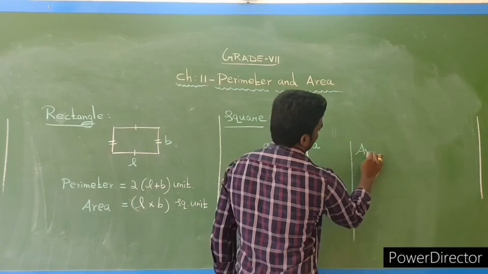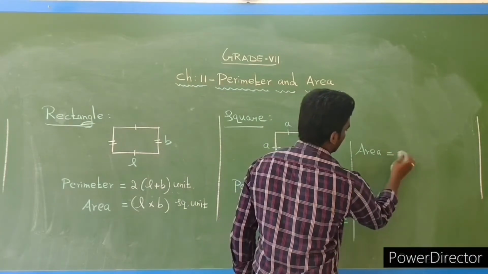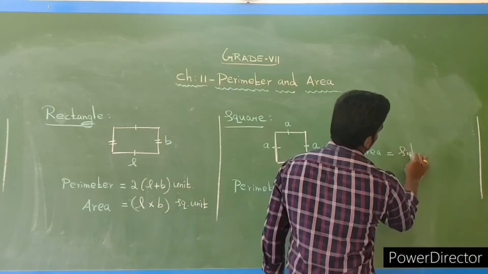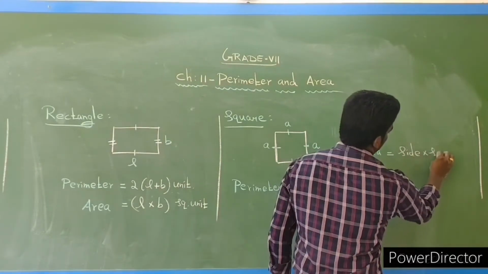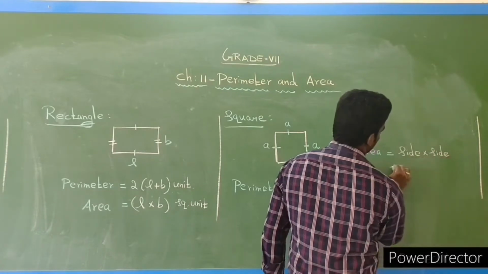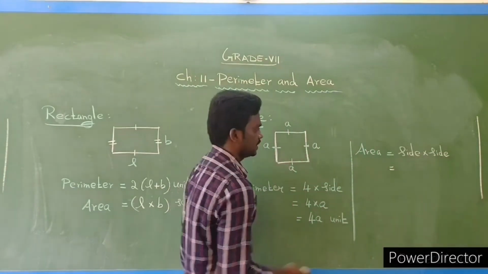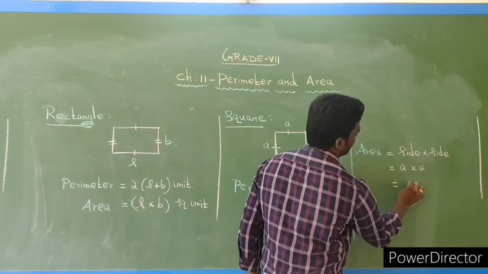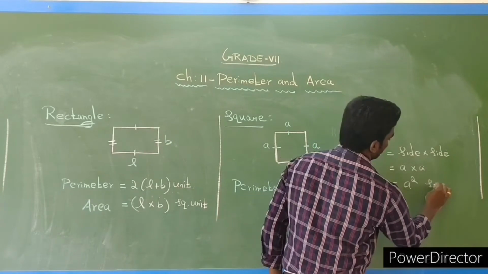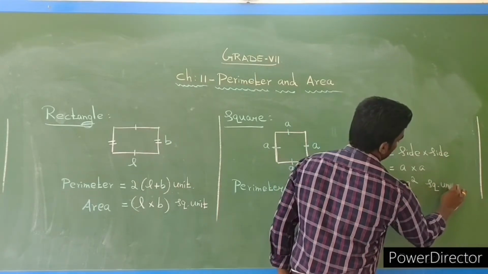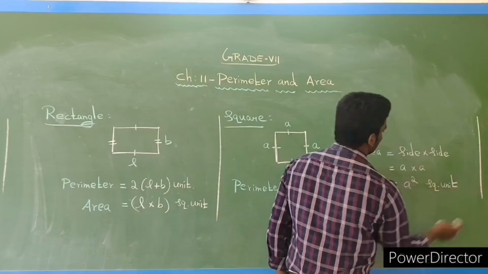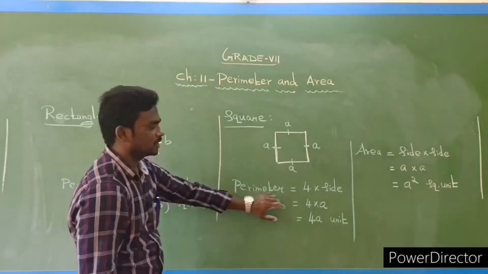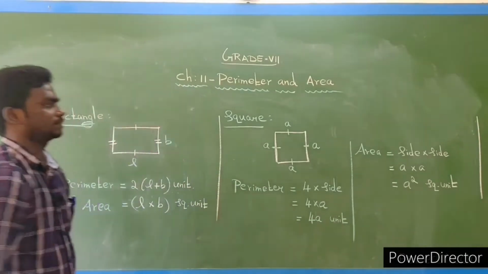What is the area of the square? Area of the square is equal to side into side, we know. What is the length of the side here? The length of the side is A. So, A into A, which is equal to A square, square unit. So, the area of the square is equal to A square square unit, and the perimeter of the square is equal to 4A unit.